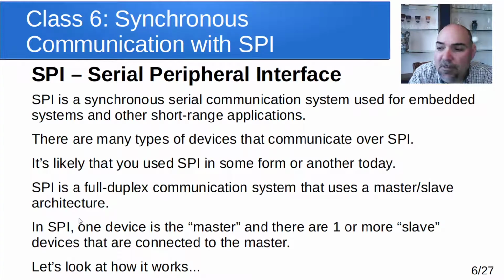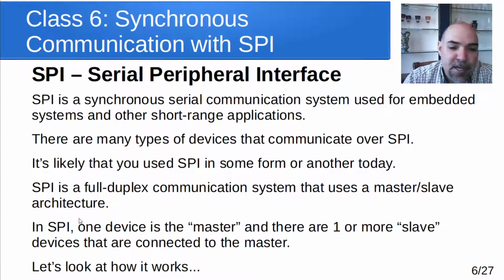It uses a master-slave architecture. And if you remember back to the lecture where we talked about what full duplex means, that means it can transfer data in both directions at the same time. So it can convey data from, in this case, the master to the slave. But at the same time data is going from the master to the slave, data can also be going from the slave back to the master. So full duplex: data is going in both directions at the same time.